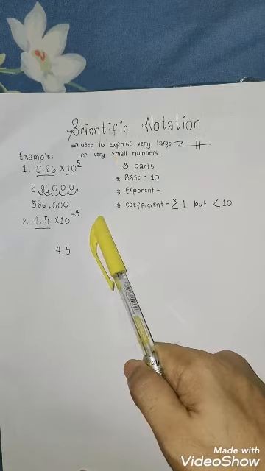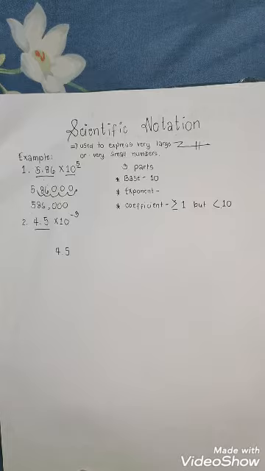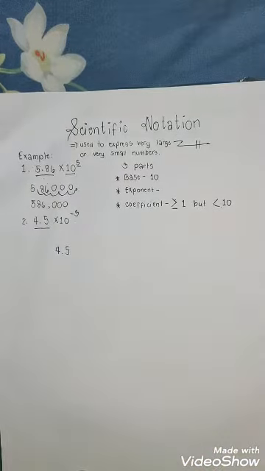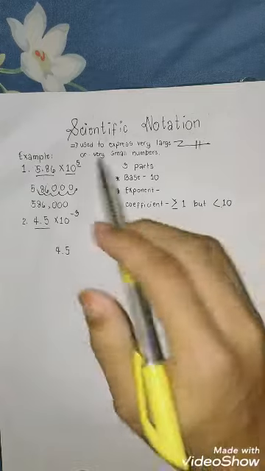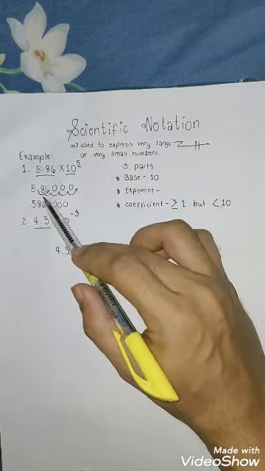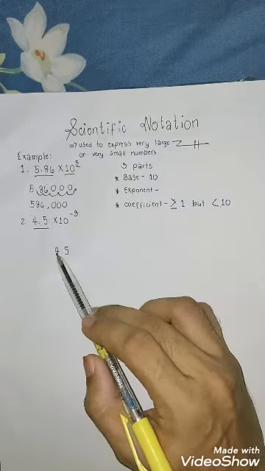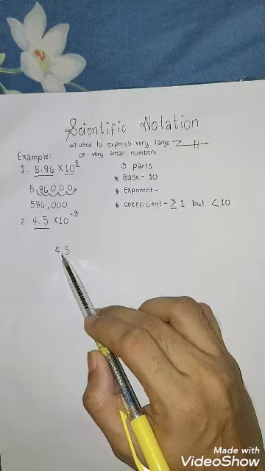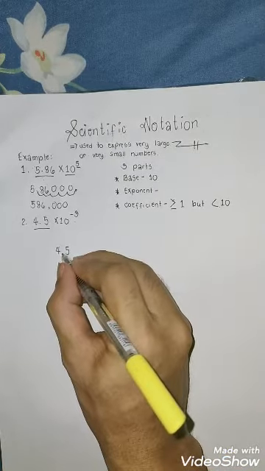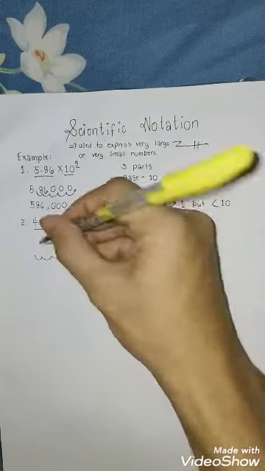Kung kanina, papunta tayo sa kanan, ngayon naman, papunta tayo sa kaliwa. Dahil negative ang ating exponent. Laging tatandaan, kapag positive ang exponent, papunta sa kanan. Kapag naman negative ang exponent, galing sa decimal point, papunta sa kaliwa. So, bilang tayo ng 3, galing sa decimal point, papunta sa kaliwa. 1, 2, 3. Dito tayo nag-stop.